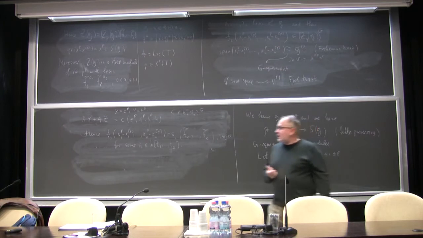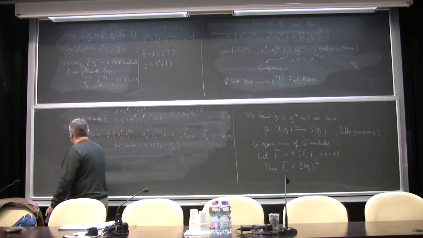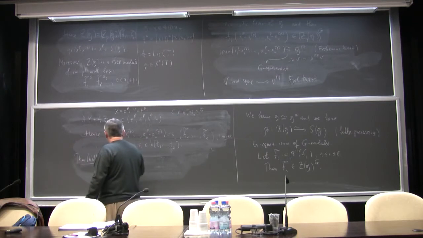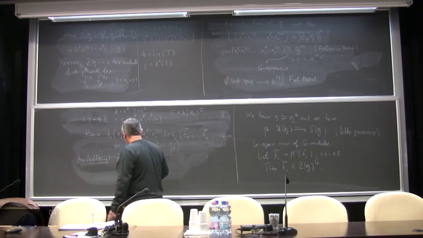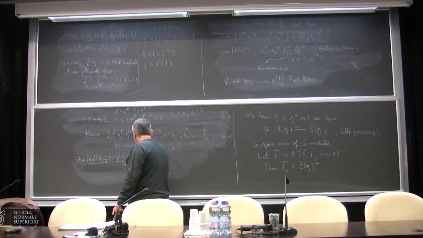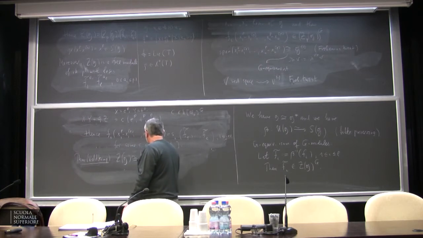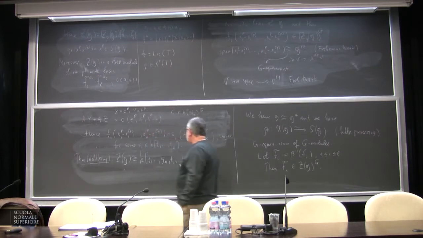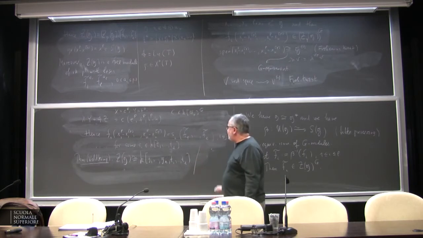And so, what Veldkamp proved is that the center of G is isomorphic, as a ring, just as a ring, to the quotient of a polynomial ring, say in y1, ..., yn, and I will add c1, ..., cl. So there are n plus l generators subject to these relations fi.